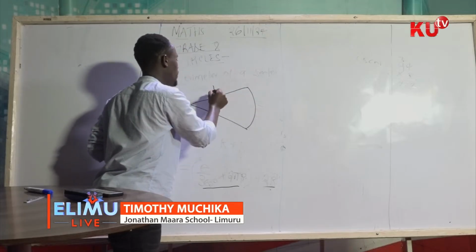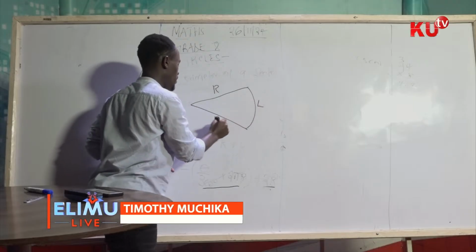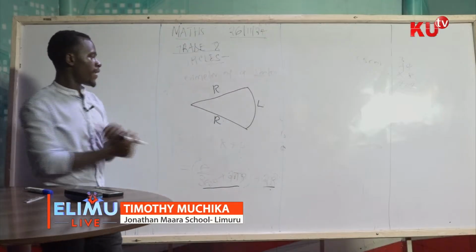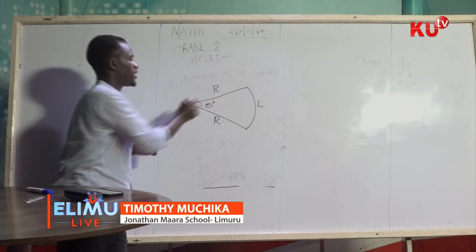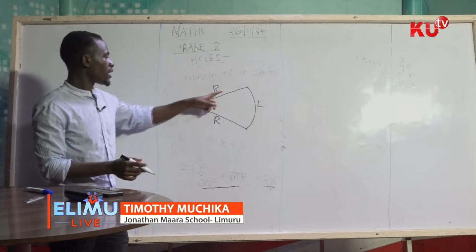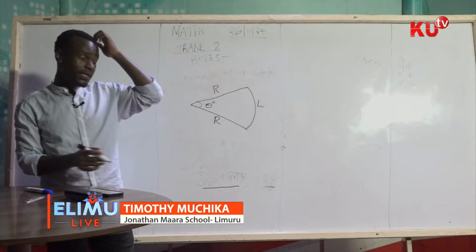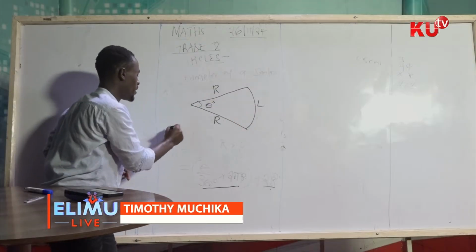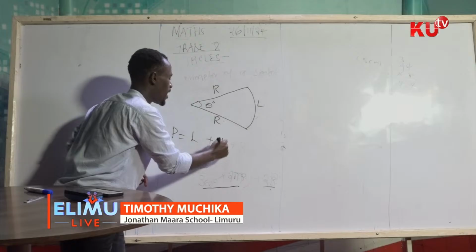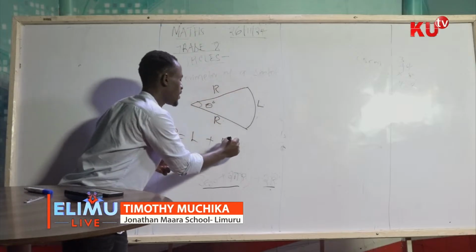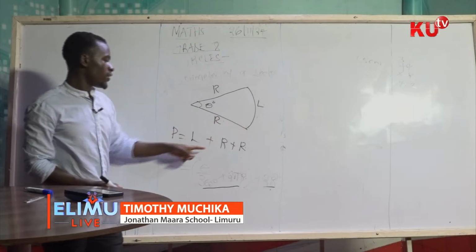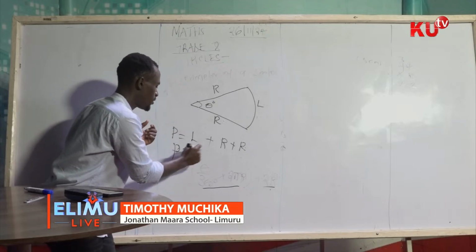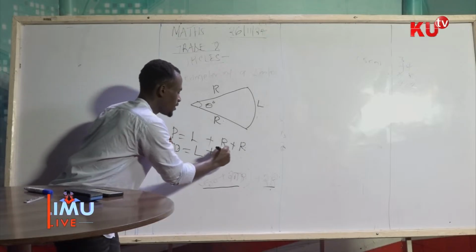Let me indicate it so that we can all see. For us to work out the perimeter, remember here we also have an angle theta. The perimeter is just the distance all around the figure. So we find the arc length, and the perimeter equals the arc length plus this r, plus another r. So r plus r gives you 2r, and the perimeter P equals L plus 2r.